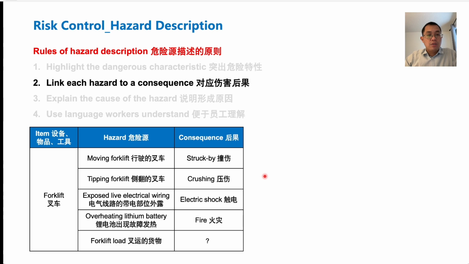If you are not sure what the consequence is, that usually means that the hazard's dangerous characteristics are not described clearly. For example, a load carried by a forklift might be a hazard, but what kind of consequences does it actually create? So it's not very clear. There are some possible outcomes. The load could be too long, which means it can strike a pedestrian, or the load could be stacked too high on the forks, creating a risk of falling and hitting someone below. So when the consequence is not clear, it's usually a sign that the hazard's dangerous characteristics are not described clearly enough.